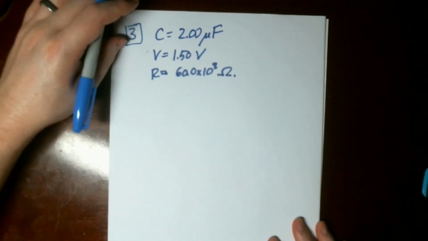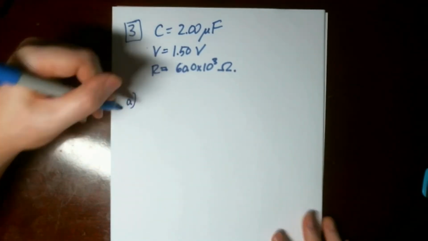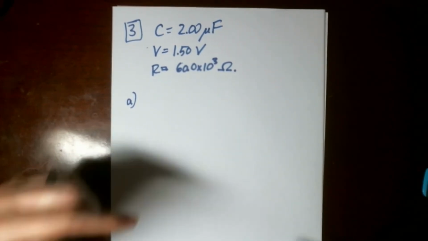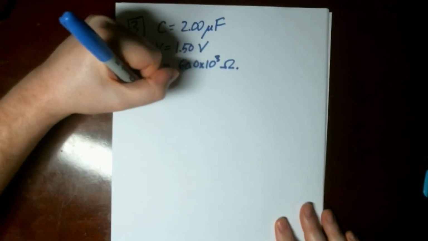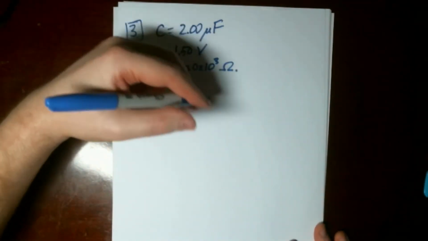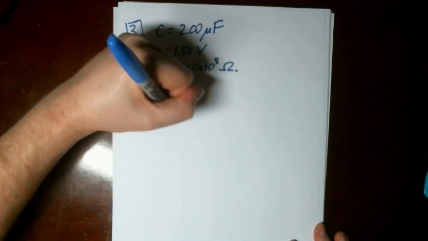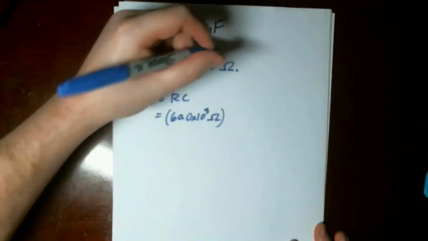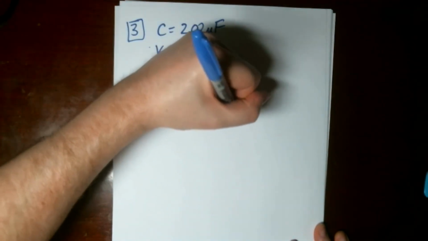All right, so the first thing we want to find is the time constant of the circuit. Well, that's pretty straightforward. The time constant of an RC circuit is just R times C. So, plugging that stuff in, we have our resistance, which is 60,000 ohms. We have our capacitance, which is 2 microfarads.